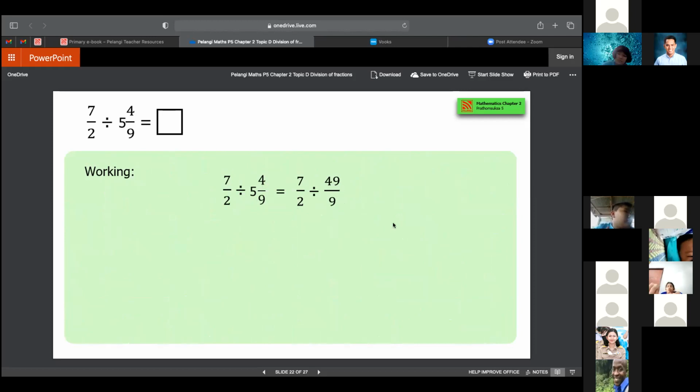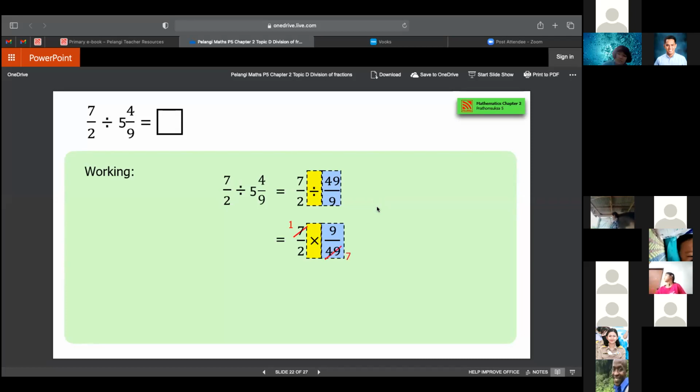Okay, next, we will change division to multiplication and then the reciprocal of 49/9. So 7/2 times 9/49. We change the sign and then the reciprocal. Okay, look at the numbers. 7 and 49, 9 and 2. We can only cancel 7 and 49. 7 divided by 7 is 1. 49 divided by 7 is 7.